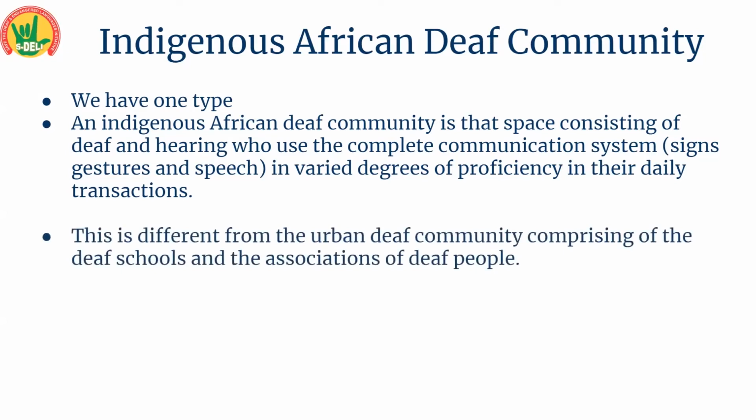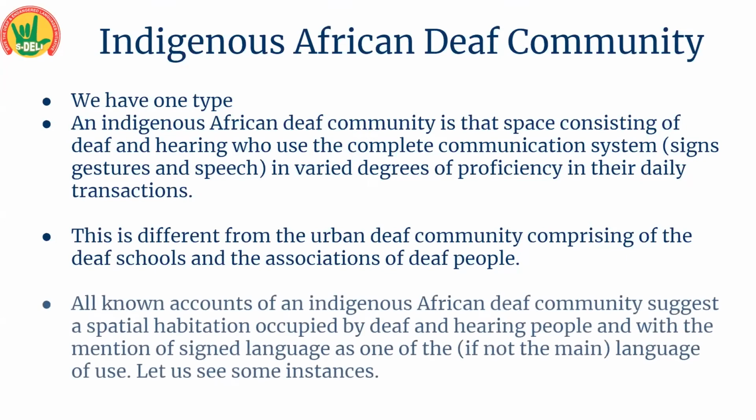So this type of community is different from the urban deaf community, comprising the deaf schools and the associations of deaf people. All known accounts of an indigenous African deaf community suggest a spatial habitation occupied by deaf and hearing people, with sign language as one of, if not the main, languages of use. In some of them, sign language is the main language of communication. In others, sign language and spoken language might be used at varied levels of proficiency, serving the purpose of communication for the community. Let us see some instances of indigenous deaf communities.